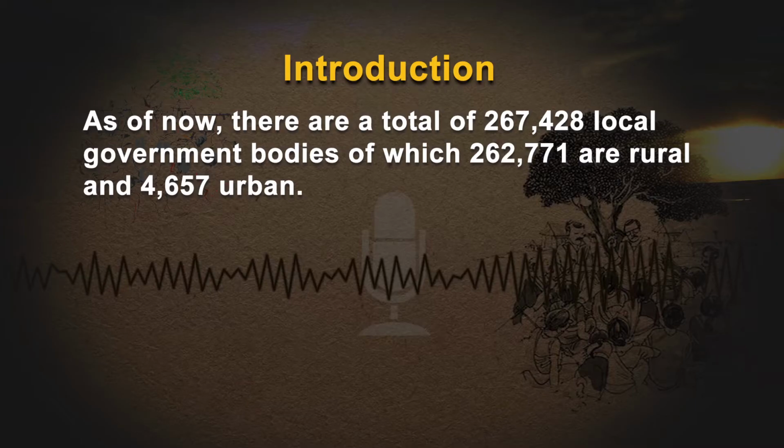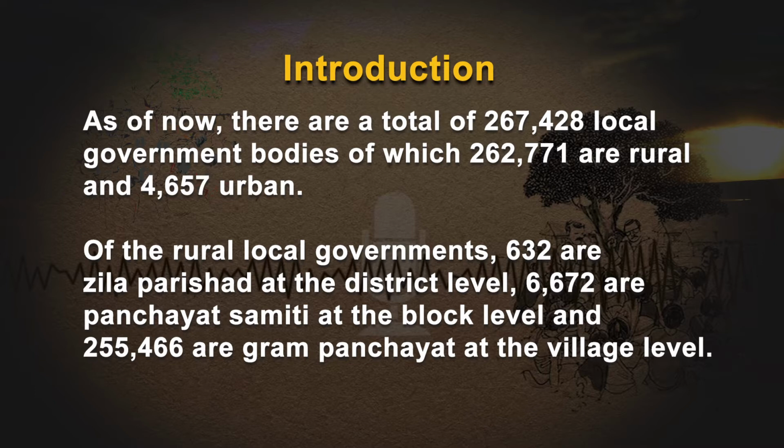As of now, there are a total of 2,67,428 local government bodies, of which 2,63,771 are rural and 4,657 are urban. Of the rural government, 632 are Jilla Parishads at the district level, 6,672 are Panchayat Samitis at the block level, and 2,55,466 are Gram Panchayats at the village level.